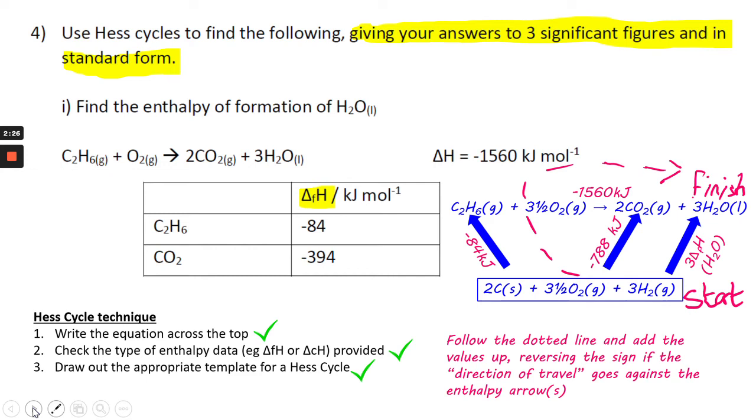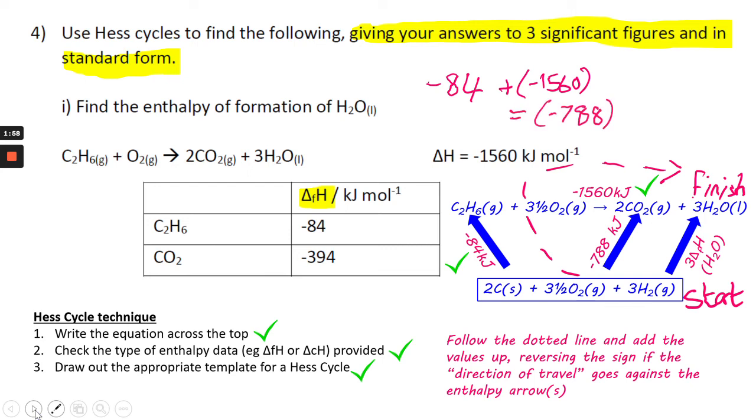Okay, so we follow the dotted line and add the values up as you go, reversing their sign if the direction of travel of the dotted line goes against the blue enthalpy arrows. So, in the case of minus 84, the direction of travel, which is up that way, points in the same direction as my blue arrow, so I keep that minus sign. I do the same for my minus 1560. So I'm going to tick those two off because they've been processed and dealt with.